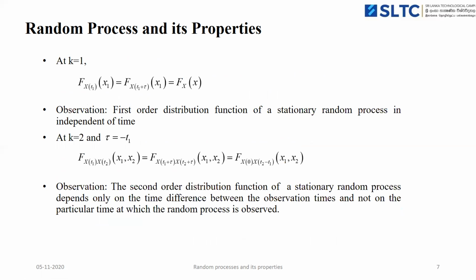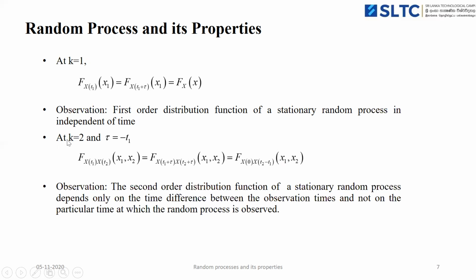Let us put k equal to 1, where k means the number of time instants. So at k equal to 1, we are getting the distribution function F x of t1 of x1 equal to F x of t1 plus tau of x1. Which means that the distribution with time shifting is equal to the distribution without time shifting. It is independent of this delay tau. So we can say that the first order distribution function of a stationary random process is independent of time.